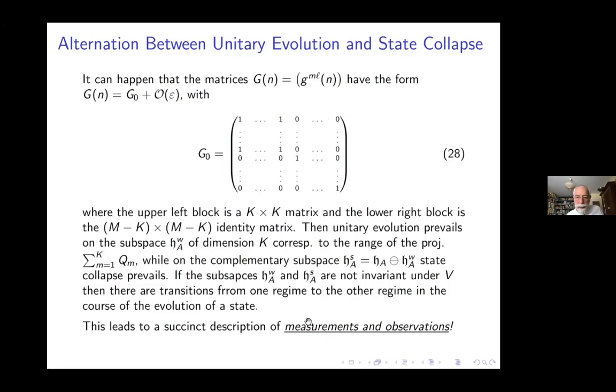And now if the unitary V that describes the free evolution of the atom does not respect this decomposition of the atomic Hilbert space that corresponds to these blocks, then of course weak and strong coupling get mixed up with each other, and this leads to a very wonderful, simple model of what a measurement or an observation means. So I hope this was clear.